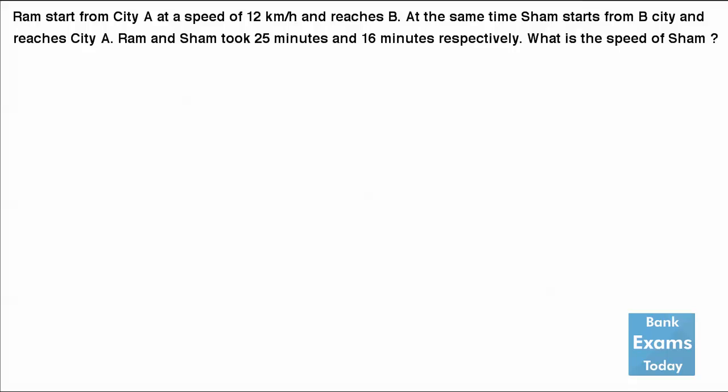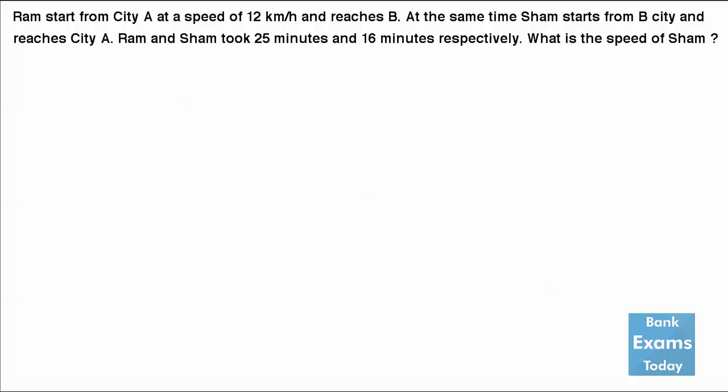Ram starts from city A at a speed of 12 kilometers per hour and reaches city B. At the same time, Sham starts from city B and reaches city A. Ram and Sham took 25 minutes and 16 minutes respectively. What is the speed of Sham?